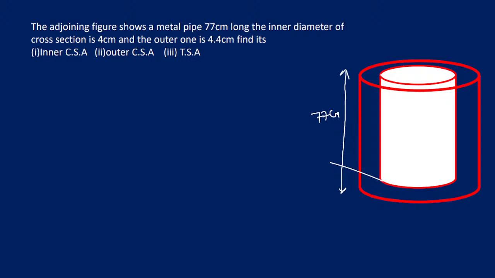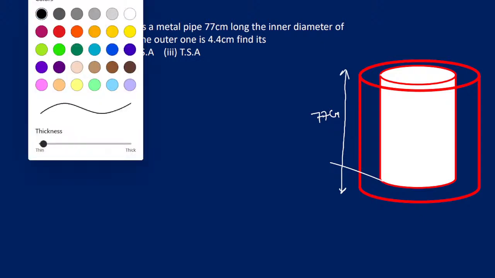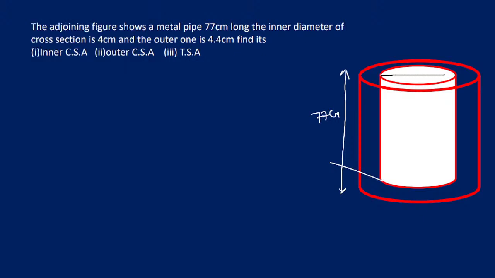Let me take a different color to make it visible. See, this is the inner diameter. This one is the inner diameter. Cross section means this. If we look from this side into the circle, the inner diameter D is given. The length of the pipe is 77 centimeter. The inner diameter of the cross section is 4 centimeter.